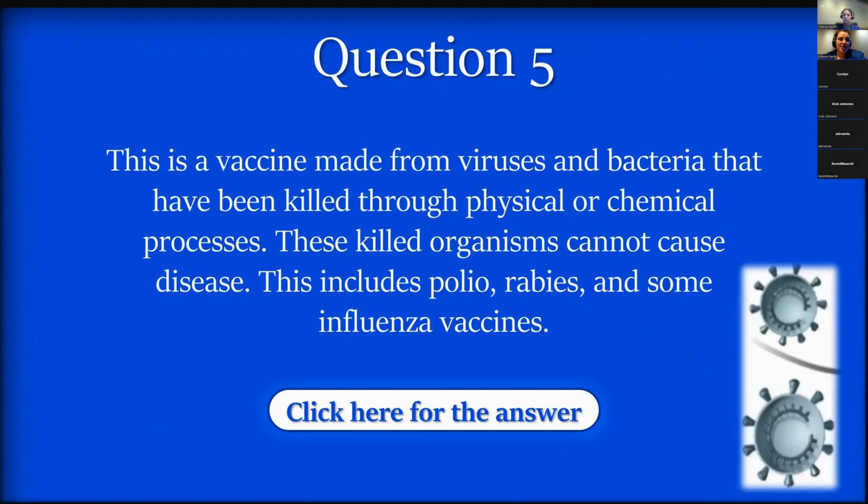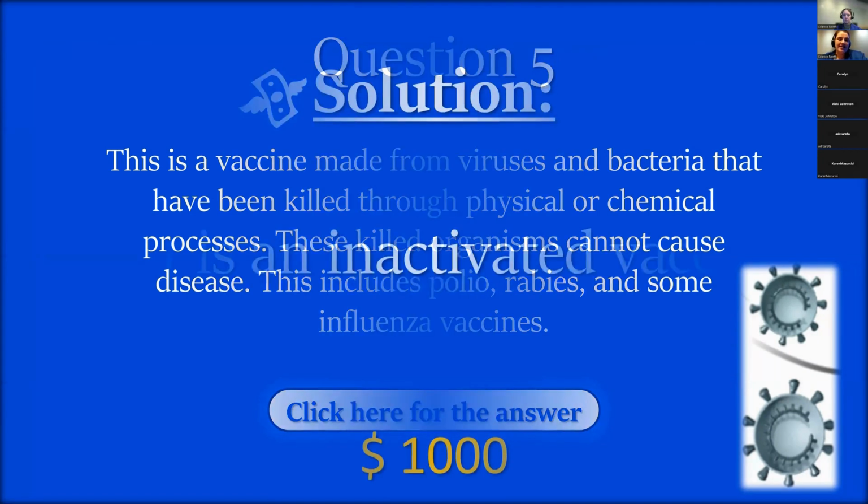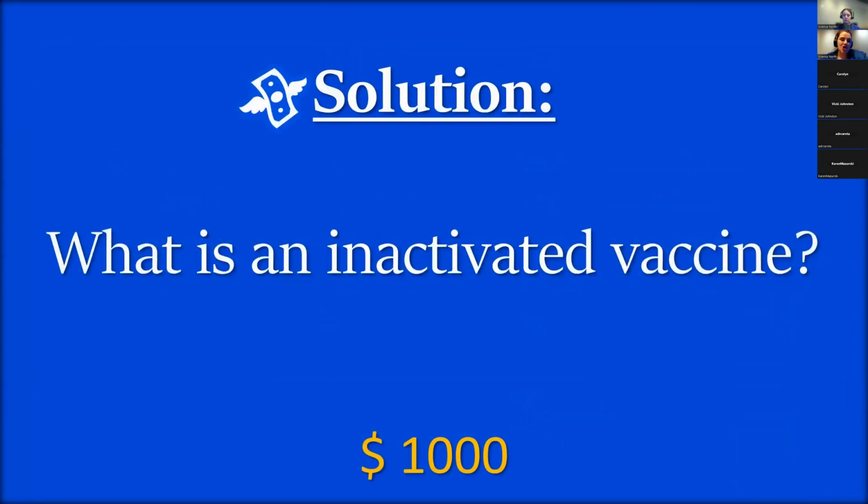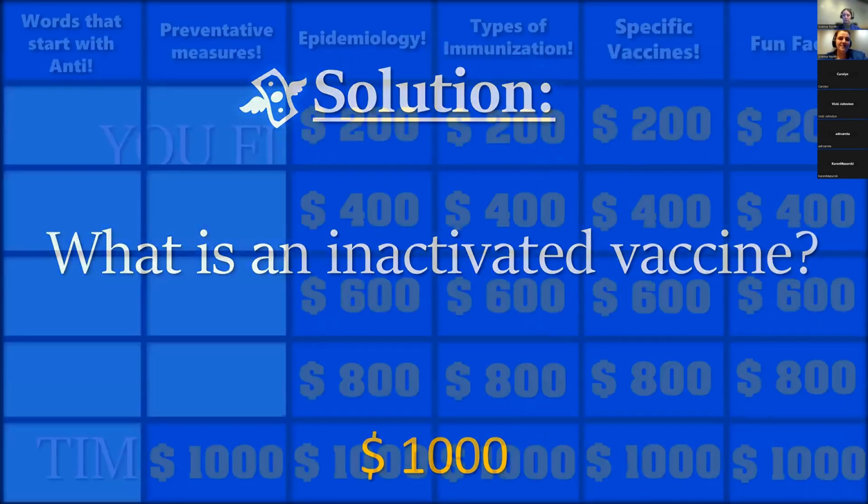It's our $1,000 question. This is a vaccine made from viruses and bacteria that have been killed through physical or chemical processes. So they are dead, and these killed organisms cannot cause disease. Some vaccines include polio, rabies, and some influenza vaccines. If you answered what is an inactivated vaccine, good job. You can give yourselves $1,000 for that question.